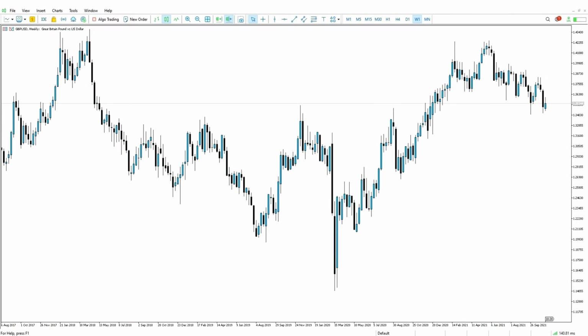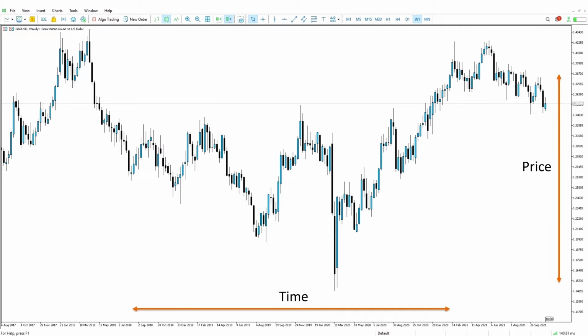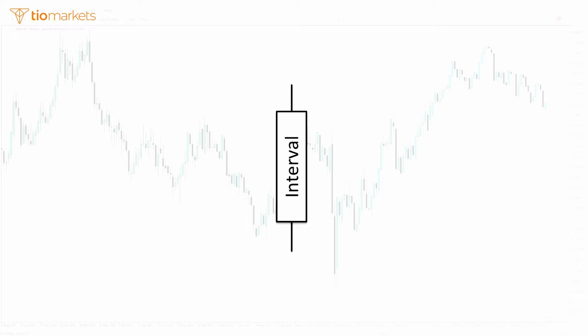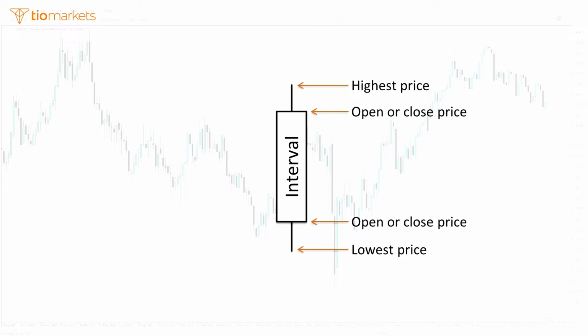Candlestick charts plot price over time. The vertical axis on the chart represents the price, or what the exchange rate is between two currencies. The horizontal axis represents what the price did over time. Currency price movements are segmented into intervals, and each interval has 4 data points. These data points are the opening price, the closing price, the highest price, and the lowest price for each interval.